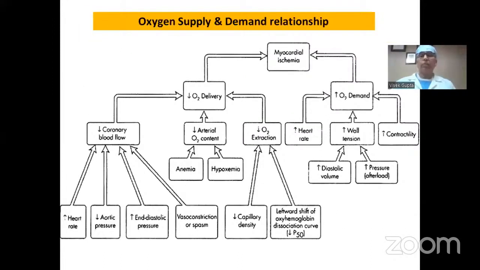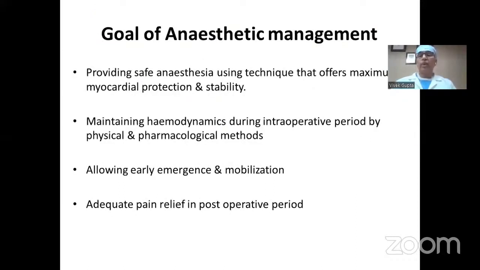So quickly, how does this myocardial ischemia take place? It is basically an imbalance between the oxygen delivery and the oxygen demand. When the delivery decreases, in conditions where there is decreased coronary blood flow or decreased arterial oxygen content due to anemia or hypoxemia, or if there is decreased oxygen extraction, or when there is an increased oxygen demand because of tachycardia, increasing wall stress, or increasing cardiac contractility. So if there is an imbalance, this will lead to myocardial ischemia and the patient will have anginal pain or ECG changes.